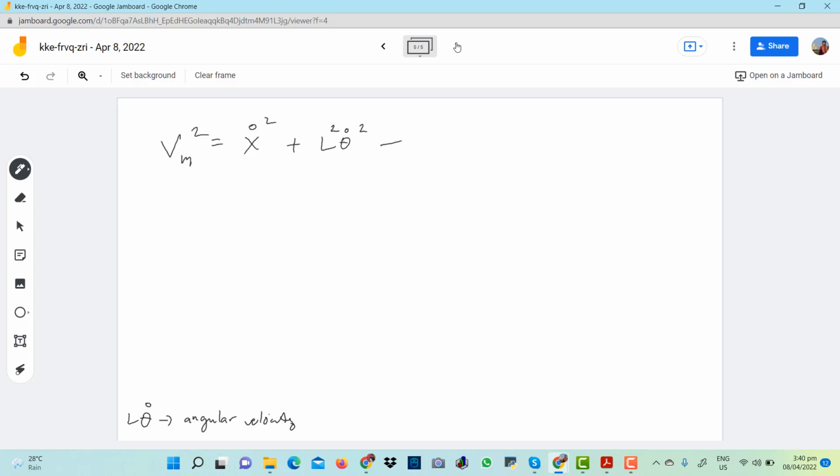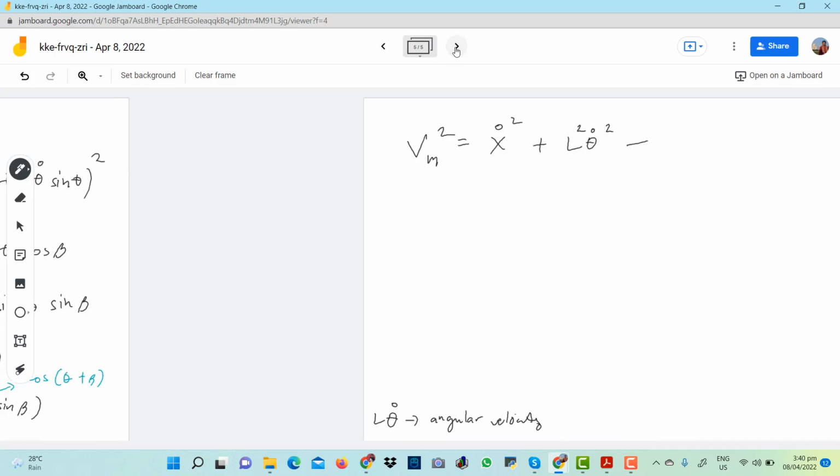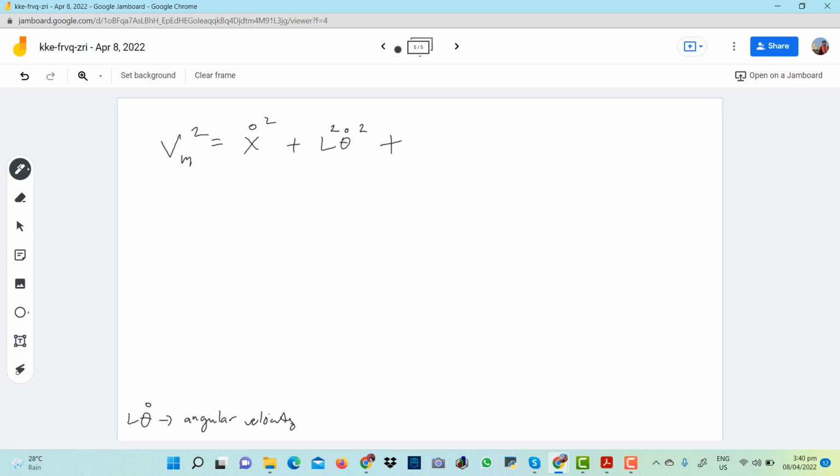So the coupled velocity is this one, plus 2x dot L theta dot cosine of theta plus beta. Okay? So the third term is the coupling between x dot and theta dot. So that's the coupling. Okay, so we are done with the velocities, so we can solve for the kinetic energy.